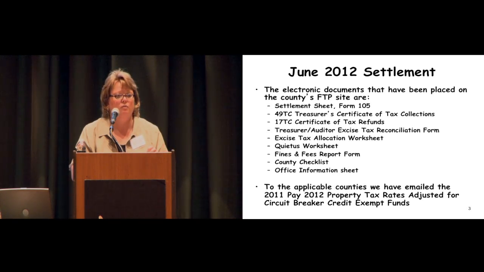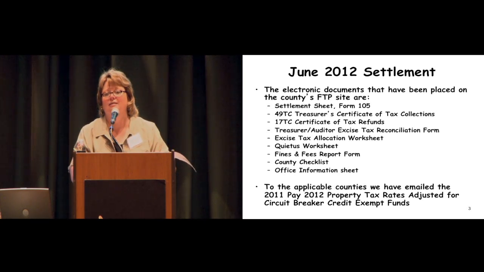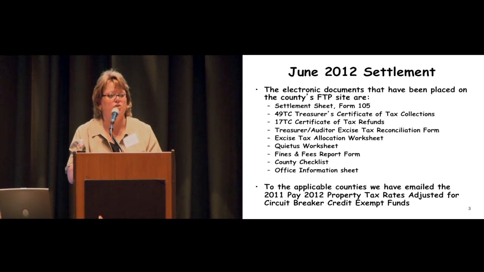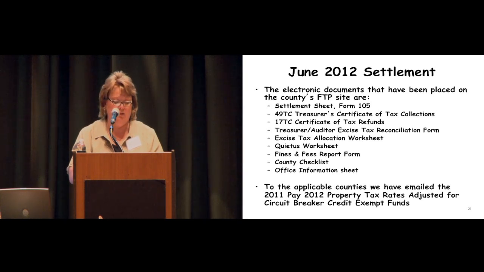If you still need another one, let me know. Can anyone tell me what form's missing from the list? Yes? It went away. Your 2008 prior delinquent tax worksheet is no more. If the treasurer does certify those in column 2 of the 49 TC, you will need to request your worksheet, but it is not required this year.